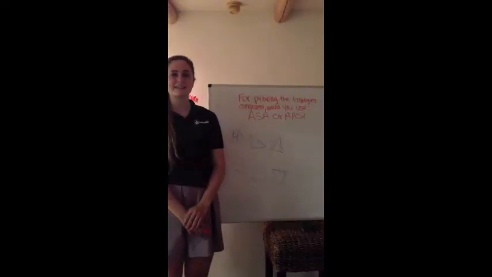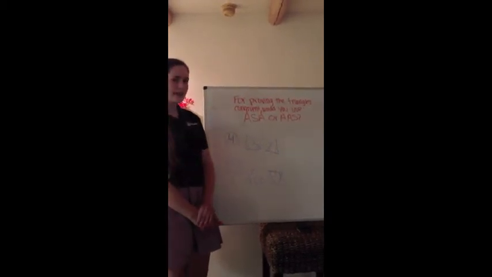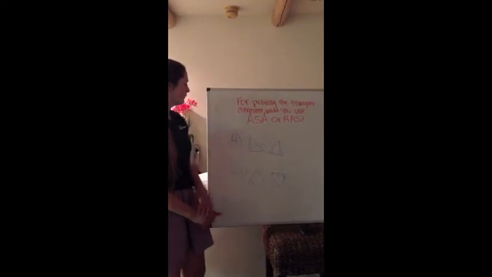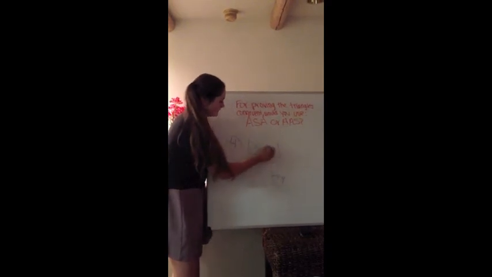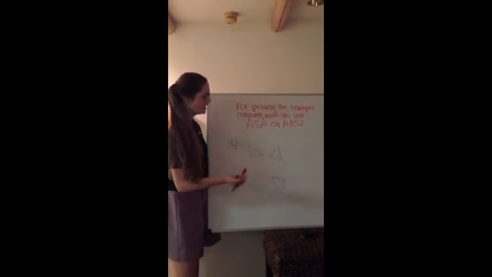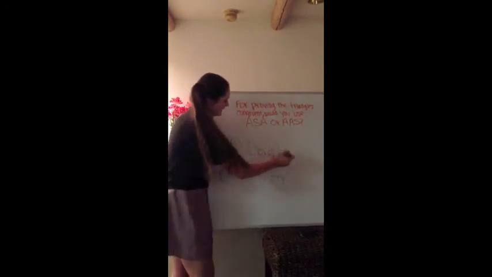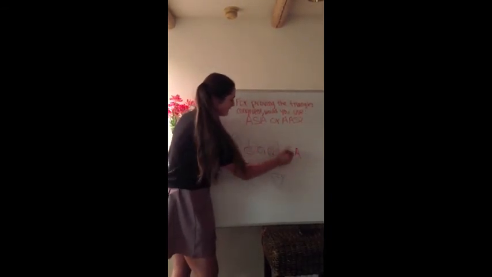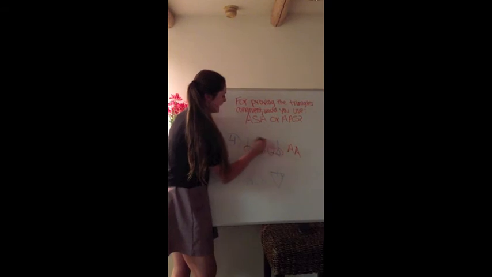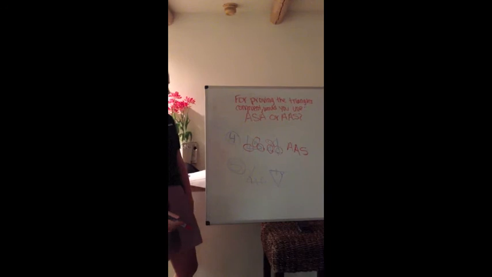Continuing on with our lesson check. For problems 4 and 5, it asks, for proving the triangles congruent, would you use ASA or AAS? Problem 4. We have two angles and a side, and another two angles and a side. For these triangles, the included angle is right here, making it A. We start off with A as an angle as well, and we end with a side, making the triangles congruent by AAS.